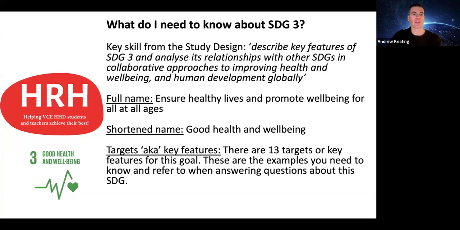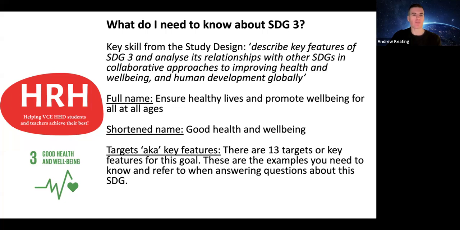You might have heard that there is a full name and also a shortened name for all of the SDGs. For SDG 3, the full name is Ensure Healthy Lives and Promote Wellbeing for All at All Ages. But you are okay in your SACs and your exam just to reference the shortened name, which is Good Health and Wellbeing. That's the same for all of the SDGs. You can go with the shortened name, which will hopefully help you remember each of the names of those SDGs. Obviously, it's also good to know the number and have that correct, but the name is the most important part.